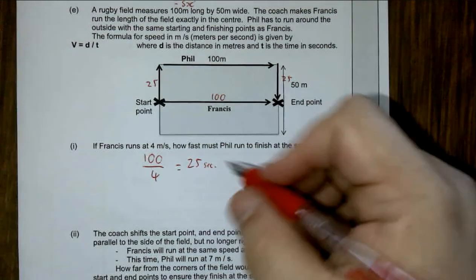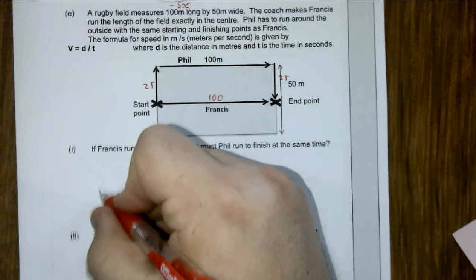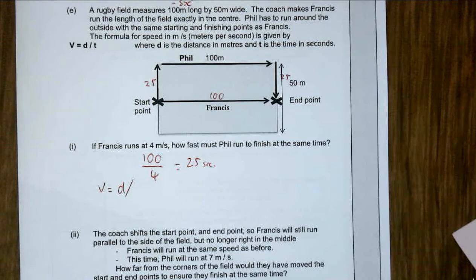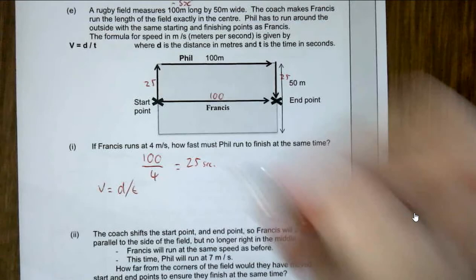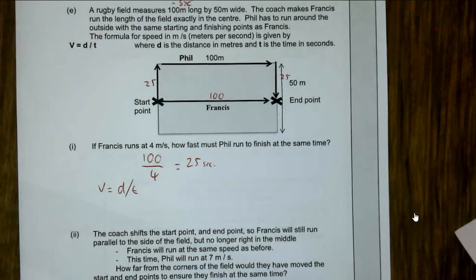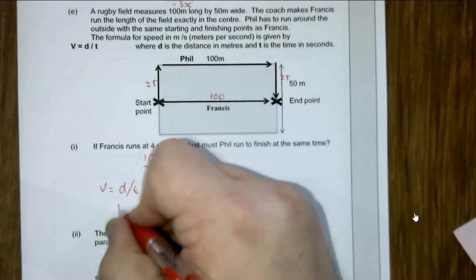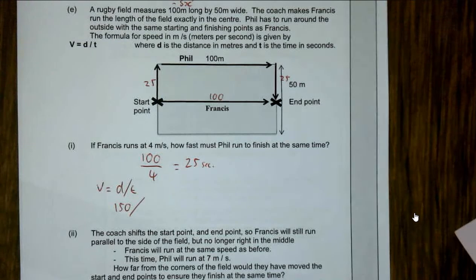So that's Philip's speed. Philip, we're not on Phil, since we're buddies. Velocity equals distance divided by time. We know his distance, right? What's Philip's distance? His distance is 150. How long does it take him? 25 seconds. We know he does it in the same amount of time.